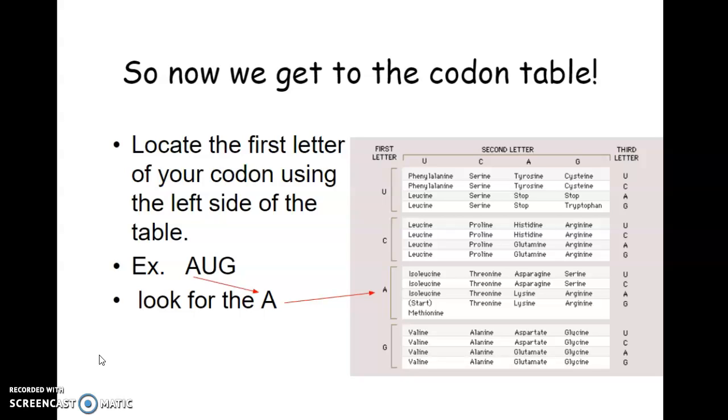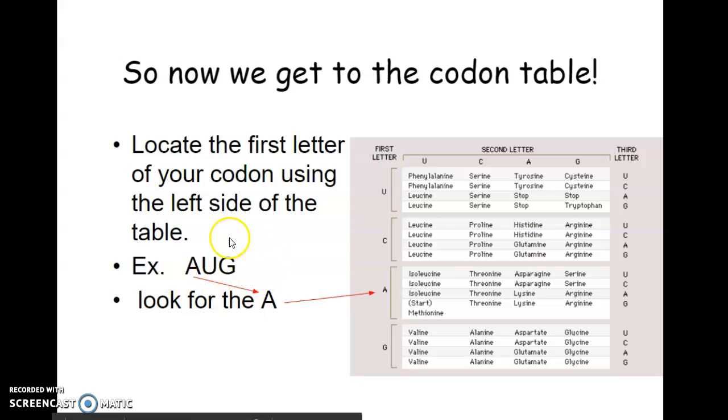So now we get to the codon table. You're going to locate the first letter of your codon. This is a codon table, not an anti-codon table. It's the codon table, so you're going to use those 3 letters. That codon from the mRNA is always what you're going to take to the codon table or the codon wheel. It's going to be the mRNA sequence that you're looking for on that codon table or that codon wheel.